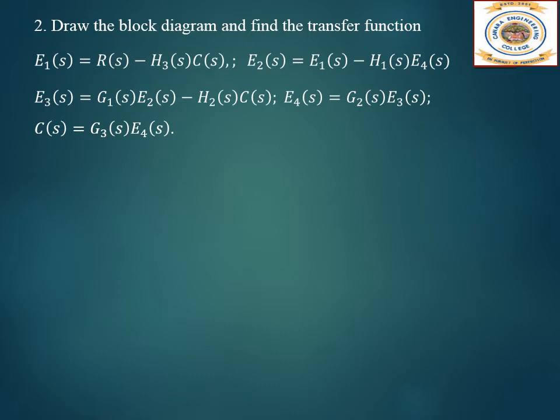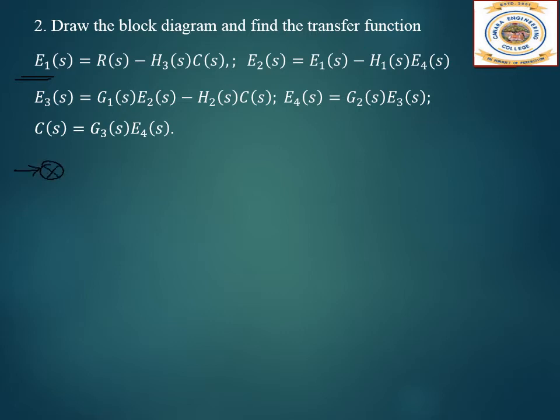So we'll see the next question over here. We have to draw the block diagram and find the transfer function. Here the equations are given directly. So we'll take one equation at a time, draw individual block diagrams for each, then we will combine the full block diagram. So E1 of S is the first equation. See, this is the first equation. R of S is the input, we know that.